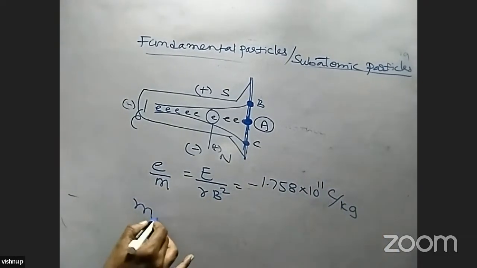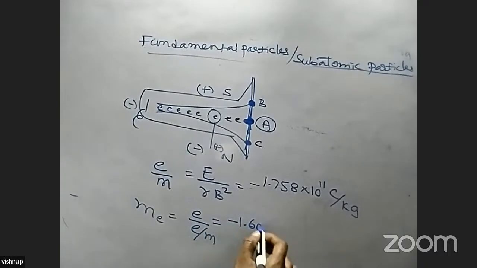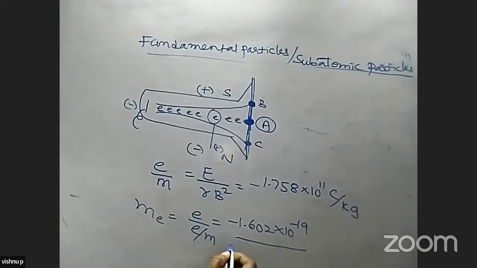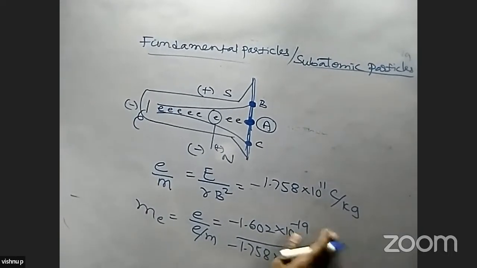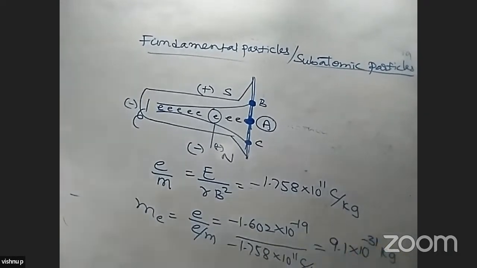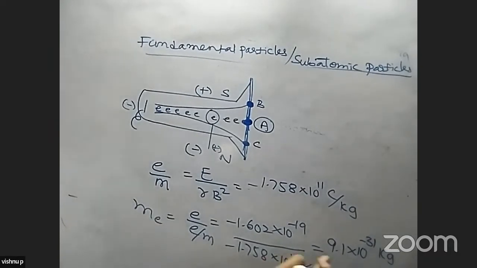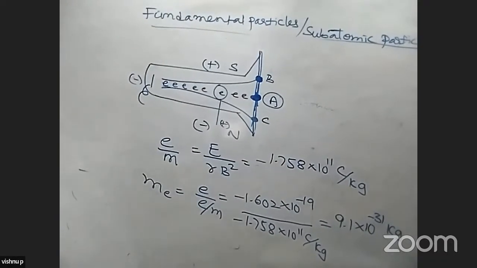After that, mass of electron is equal to charge divided by the charge to mass ratio. The charge of electron is 1.602 into 10 to the power of minus 19 coulombs, divided by 1.758 into 10 to the power of 11 coulombs per kilogram. From this, we get the mass of electron, that is 9.1 into 10 to the power of minus 31 kilograms.